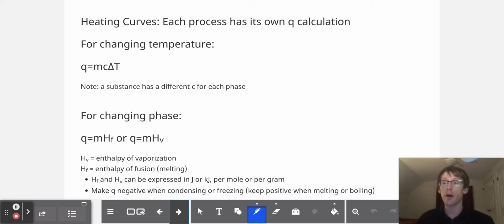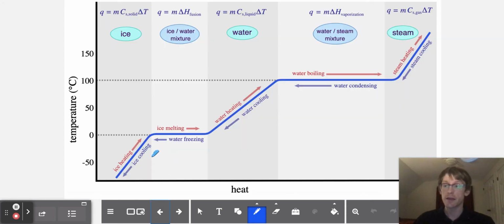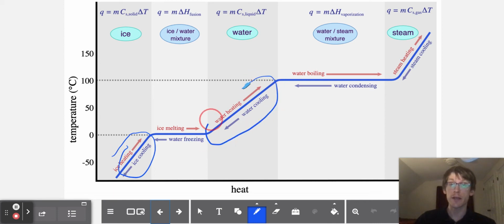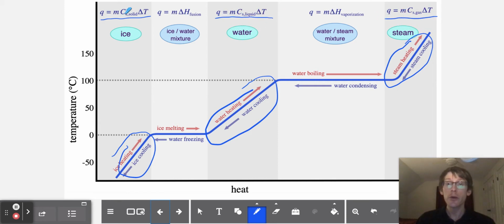All of these processes are calculable for the amount of energy required to make them happen. So any process that involves the temperature changing, meaning, say, this area here, or this area here, or this area here, anything involving temperature changing is going to require Q equals mc delta T, mass times the specific heat times the change in temperature. And I'll note that the specific heat of any substance varies depending whether it's in the solid, liquid, or gaseous phase.